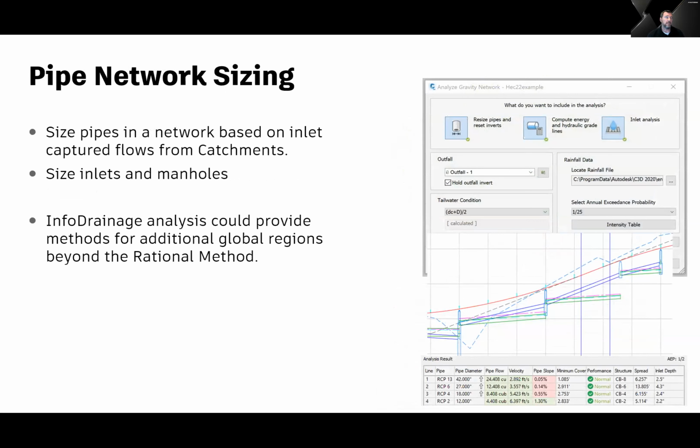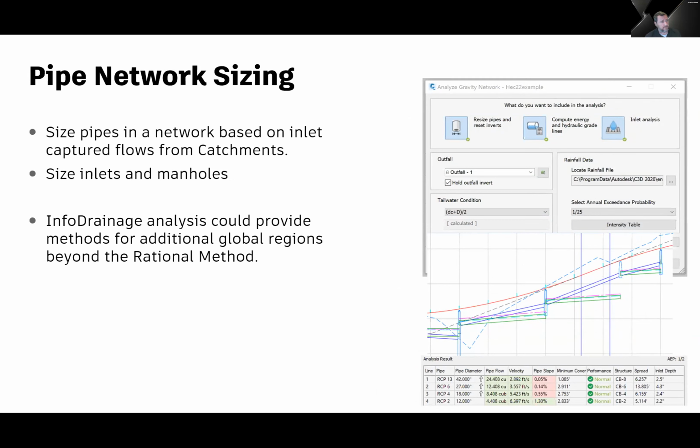Another maybe separate and different workflow would be pipe sizing. We have some pipe sizing tools in Civil 3D based on Federal Highway for the US and Rational Method.